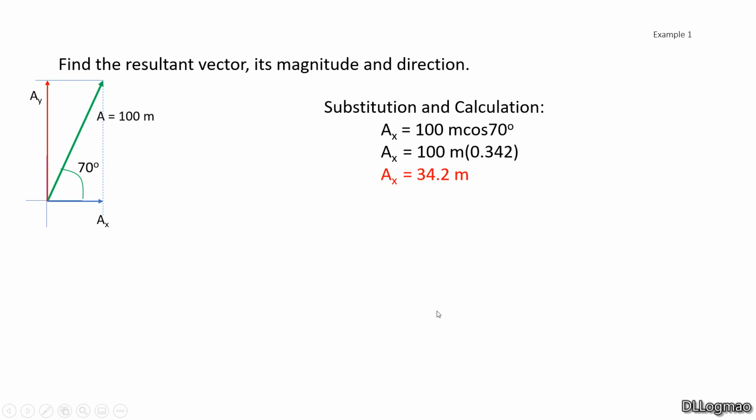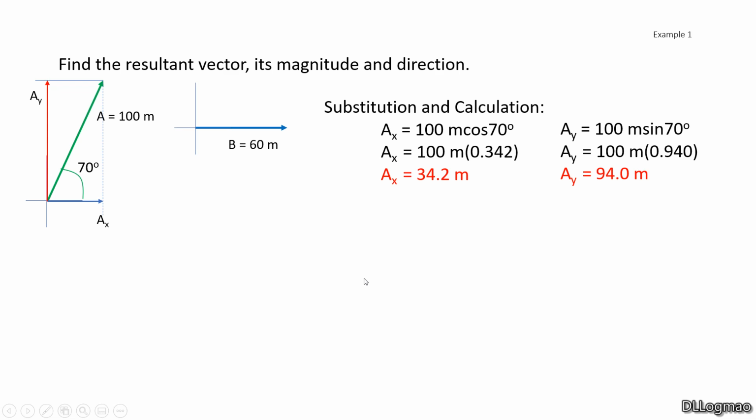The y component of A sub y is equal to 100 meters times the sine of 70 degrees. The value of sine 70 degrees is 0.940. When multiplied, the y component of vector A is 94 meters. This illustration shows vector B and the x component and y component of the vector.